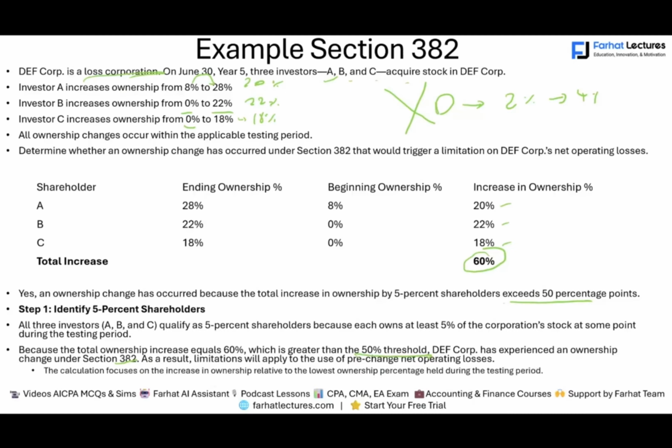So this computation focuses on the increase in ownership relative to their lowest ownership percentage held during the testing period. So don't let the 5% confuse you. You can go from 0 to 4%, you're not counted. As long as the change puts you above 5%, then you will be counted.